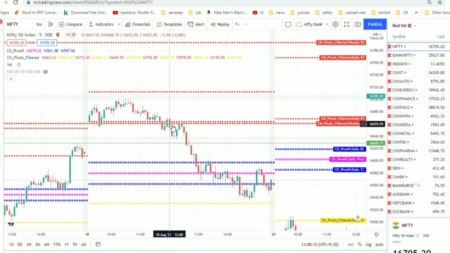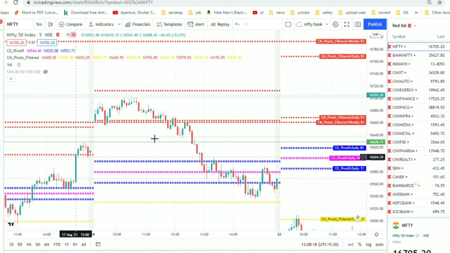Then again, there was a red candle, so it was a resistance. Here I found there is an opportunity for a downtrend, but I didn't shoot because as per my strategy, I was waiting for this day's high to be broken. Once the day's high was broken with a long candle, obviously the sellers are more in the market. They are pushing down the market.